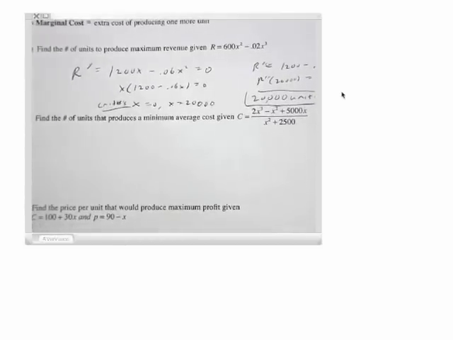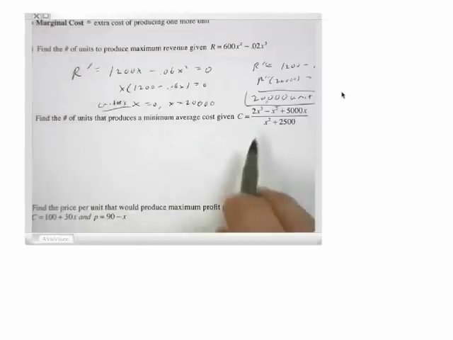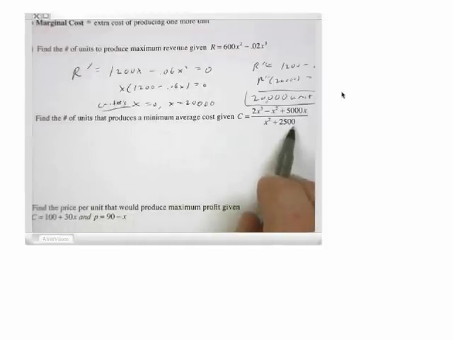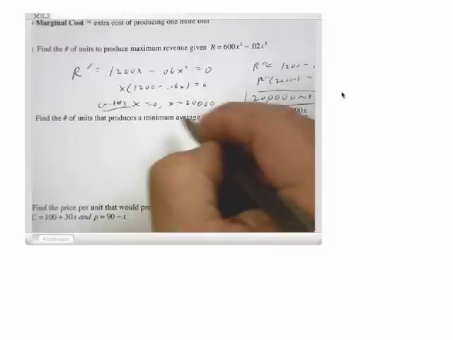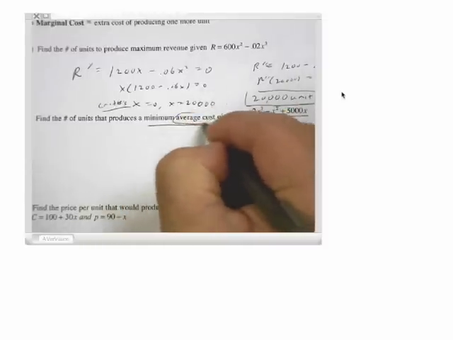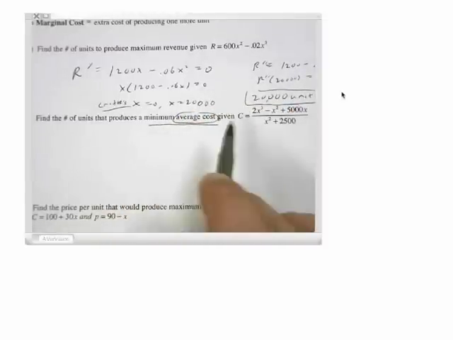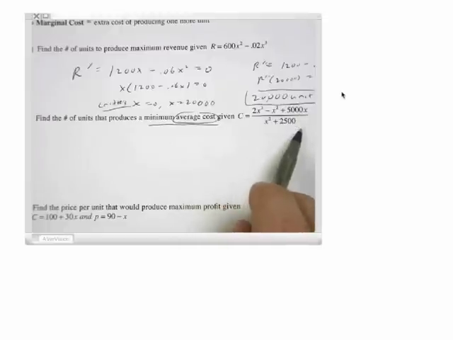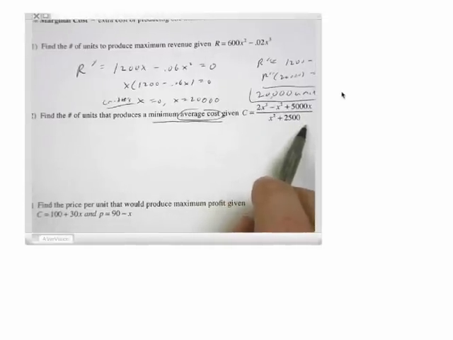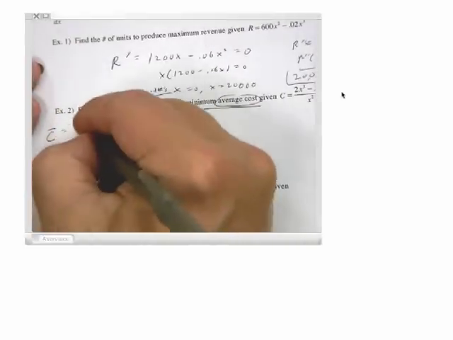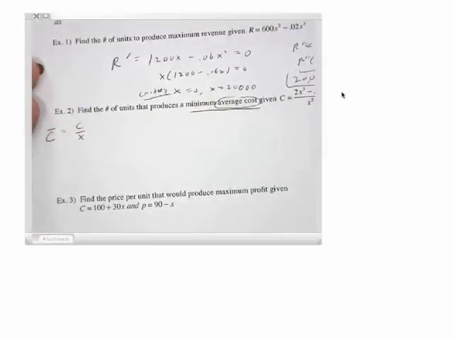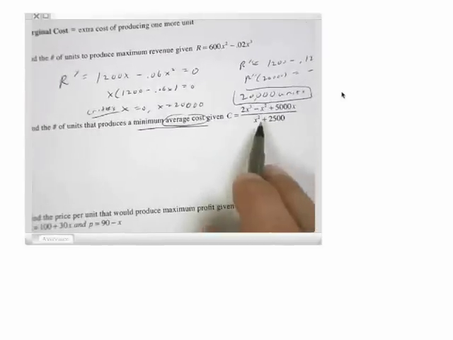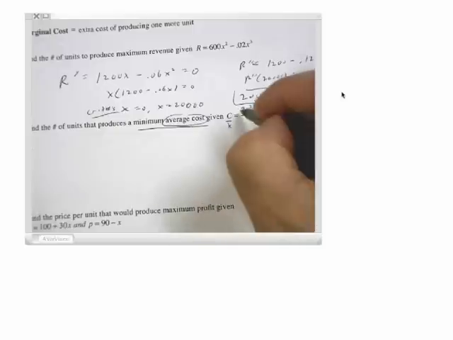Okay? Second one here says find the number of units that produces minimum average cost given that the cost equation is this particular equation. Okay, now, key thing. It says we want to minimize the average cost. They're giving us the cost equation. This is not the average cost equation. Remember, the average cost equation, which we represent with C with a bar over it, is the cost equation divided by x. Okay? So that means I have to take the cost equation over here, divided by x.